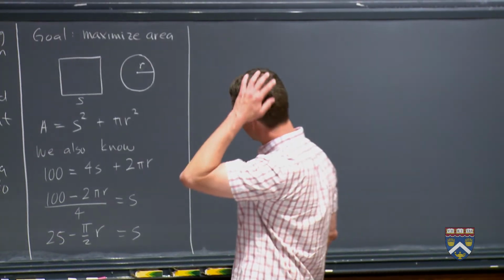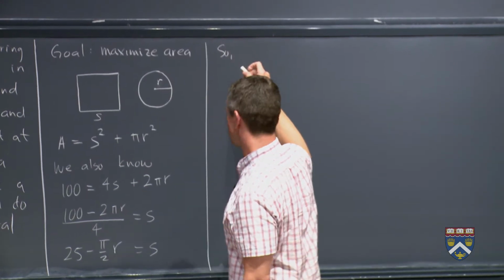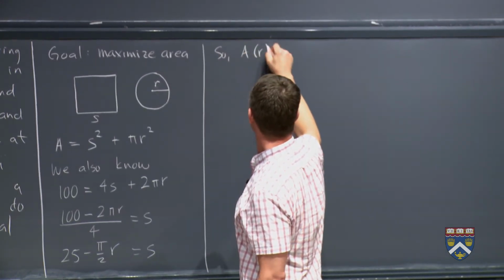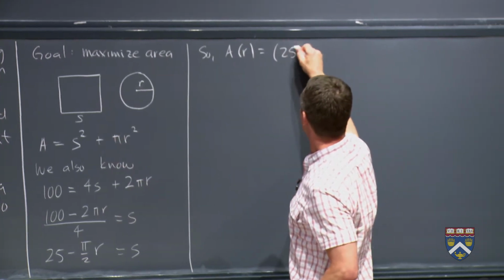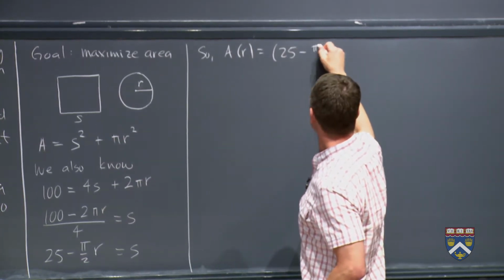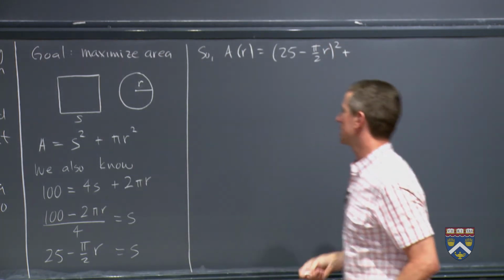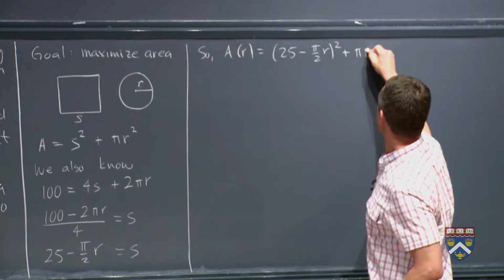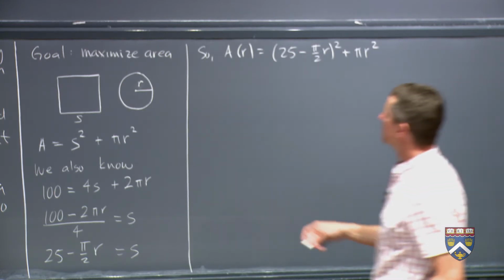So we've got our s here, and now we have A entirely as a function of r. So A of r is s squared, so this whole thing squared, (25 minus pi over 2 r) squared, plus the pi r squared that we already had. So what do we want to do with this now that we've got our formula down to one variable? We want to take the derivative.